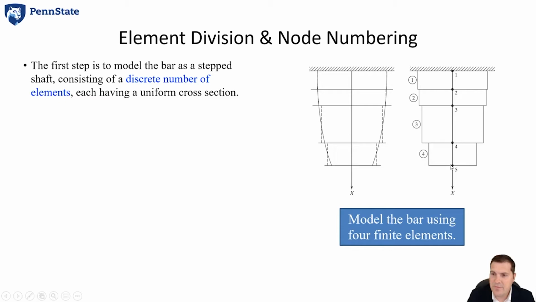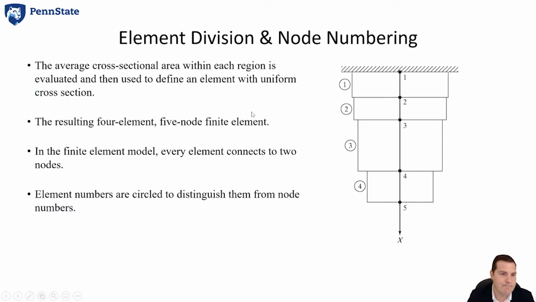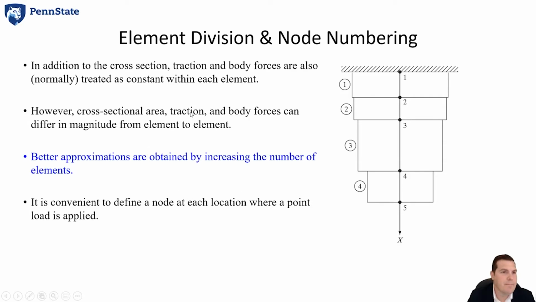But we have these 4 elements. Well, we have 5 nodes, 1, 2, 3, 4, 5, and the elements are numbered with the circles around them. And the nodes are at these positions. They each have a uniform cross-section. So notice that they do all have different cross-sections, but within a single element, it is uniform. All right, so I think this is everything I said already.